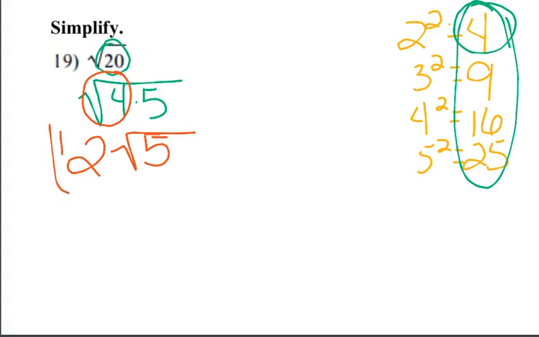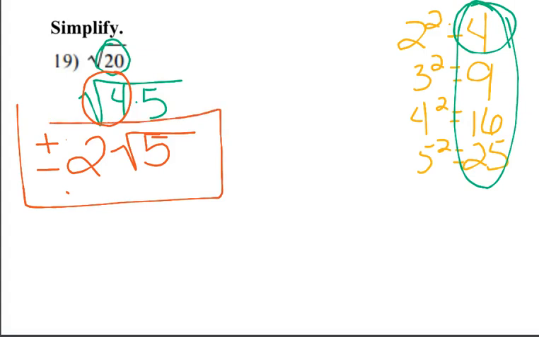So that's what you would do. And the square root of 4, I should add, is plus or minus 2. So you want to make sure you do plus or minus 2 for your final answer. So that is how you would reduce your radicals if you can.